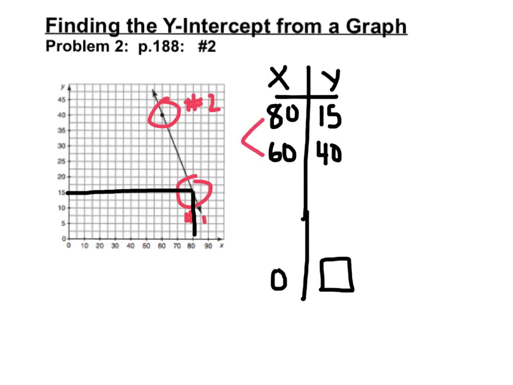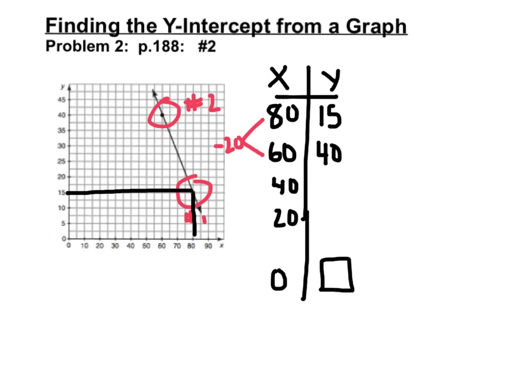It looks like our x value is decreasing by 20 each time. So I'm going to subtract 20 to get 40. Subtract 20 again, that'll give me 20. And then 20 minus 20 brings me to 0. And I know that's where my y-intercept point will be.